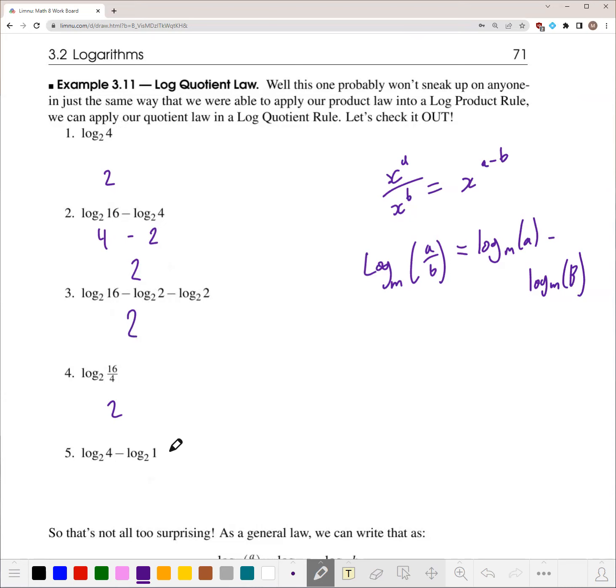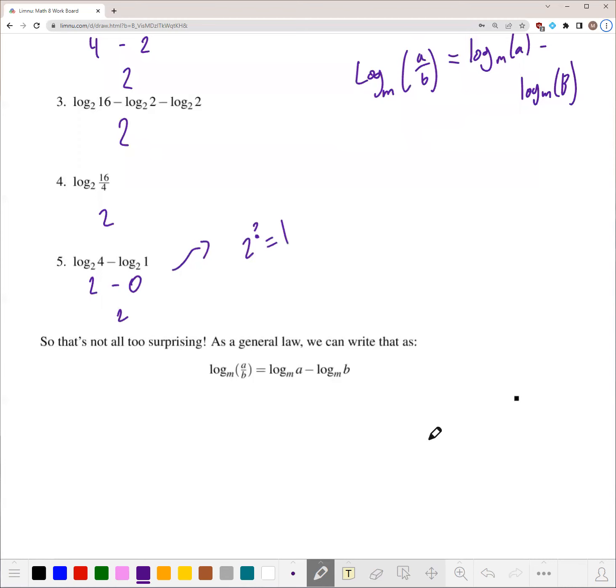Okay, how about this one? 4 divided by 1 is 4, so this should equal 2 again. Let's make sure it does. If I do log base 2 of 4, we know that's 2. What about this? We haven't actually run into this yet. 2 to the power of something equals 1. Well, hopefully you remember your zero power law, which says that if our outcome, our argument, is 1, then the power must be 0. And 2 minus 0 is 2. Gorgeous. So here we go. Here's our log quotient rule. Nice.